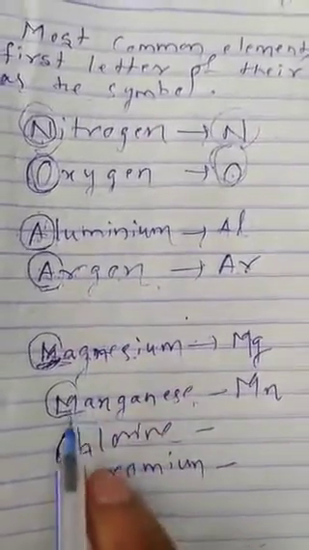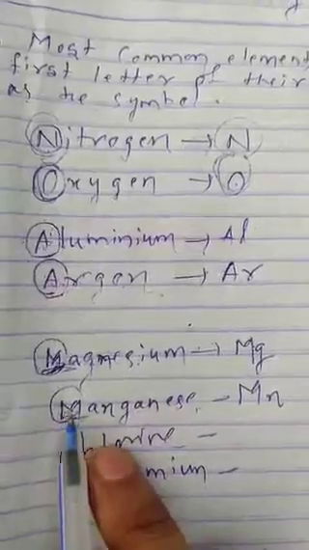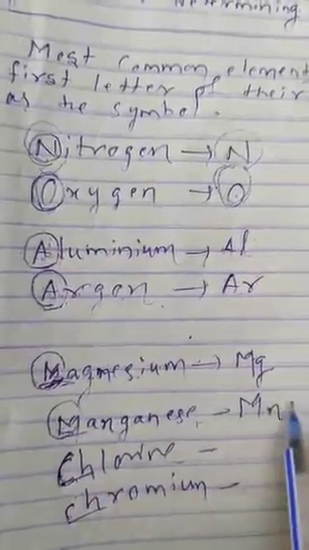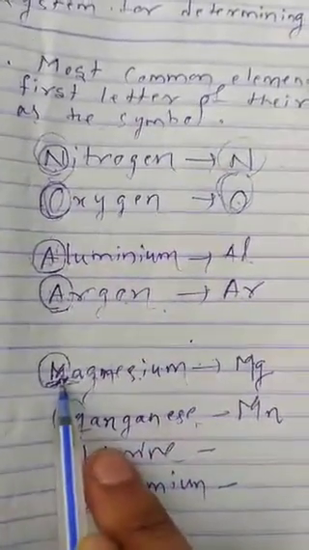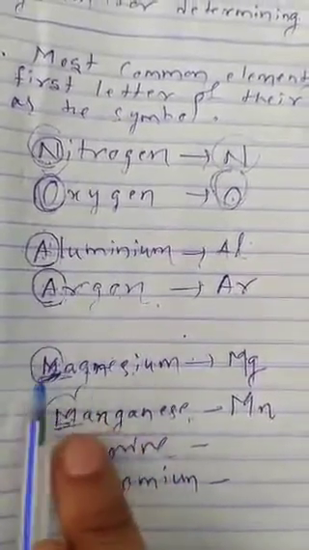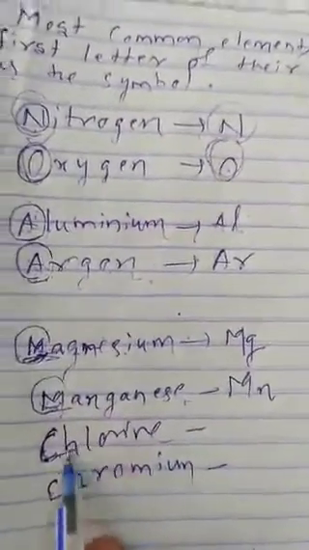Similarly, manganese. For manganese, we use M as the first letter, and the first consonant is N. We use Mn. Now one rule you remember: the first letter and the first consonant should not be the same. Another example you see, chlorine.